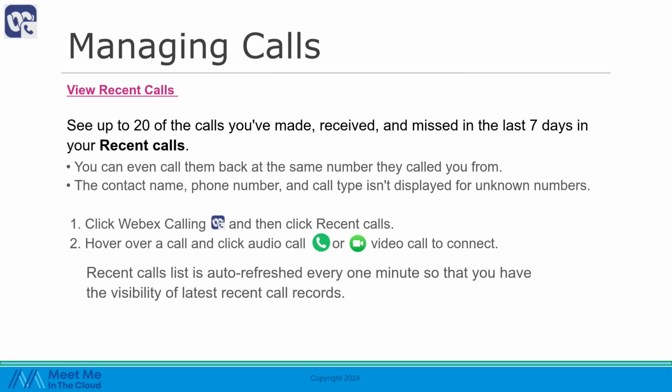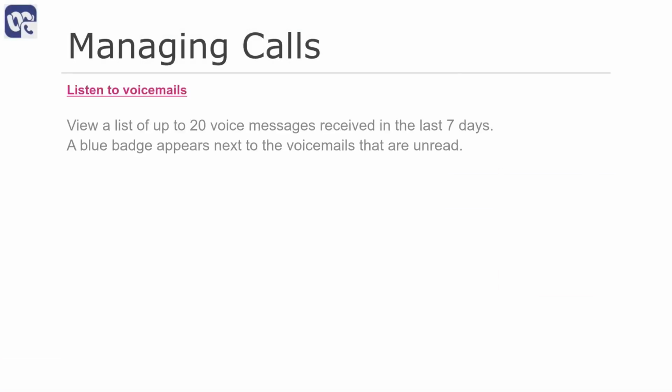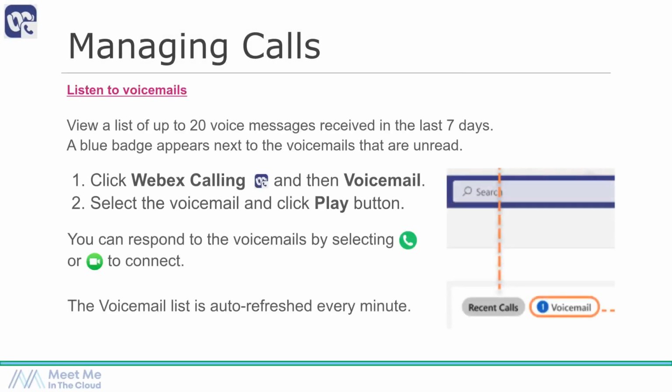To view recent calls, click Webex Calling, and then click Recent Calls. Then hover over a call and click Audio Call or Video Call buttons to connect. You will notice that a recent calls list is auto-refreshed every minute so that you have the visibility of latest recent call records. Another call management tool you'll likely use often is voicemails.